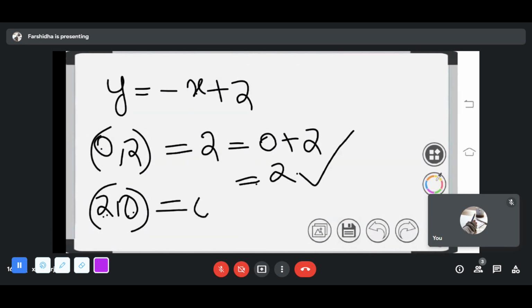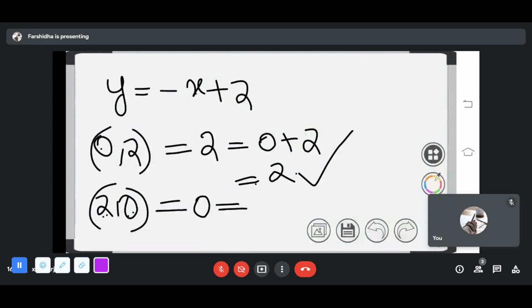Yes, ma'am. Instead of y, I'm writing 0. 0 equal to, this is minus x. So I'm putting the value 2. It becomes minus 2, because it is minus x plus 2. What is the answer?